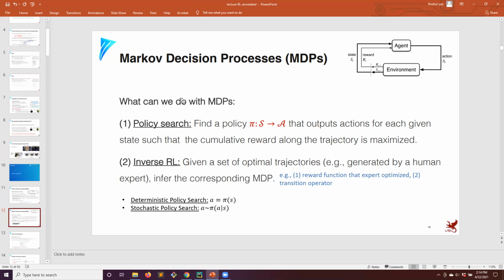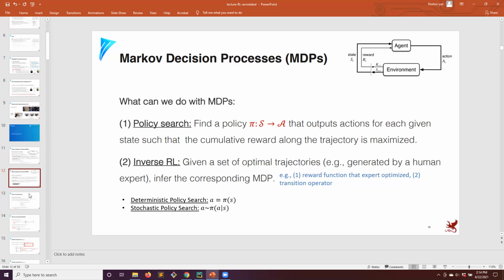And in policy search, there are two different kinds. First is deterministic policy search, where the action is determined by the policy for the given state. And then we have stochastic policy search, where the actions follow an underlying probability distribution of the actions given the state under that policy. We will talk about both of these kinds in the coming slides.